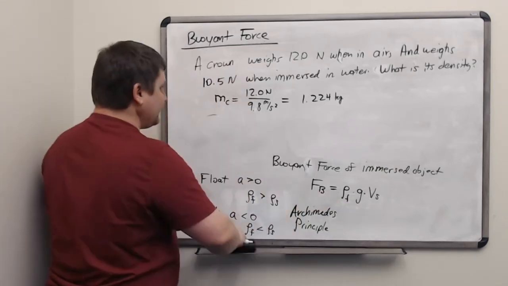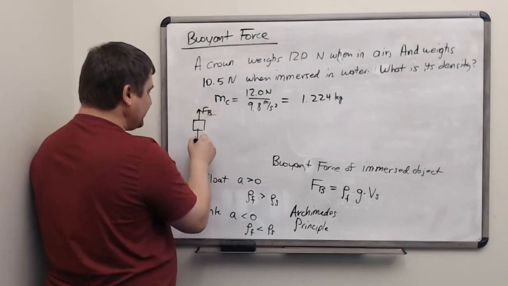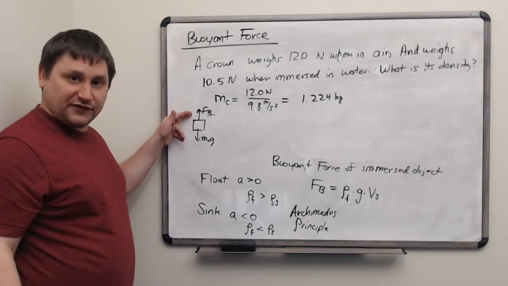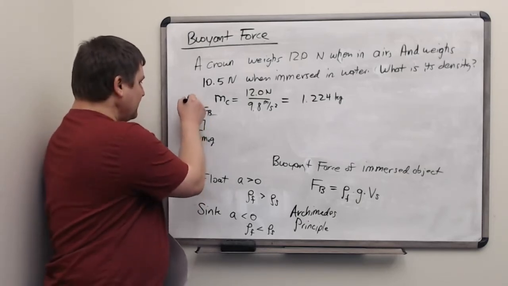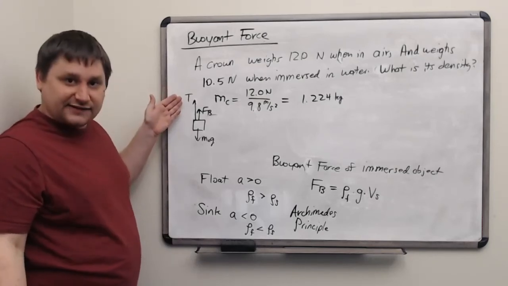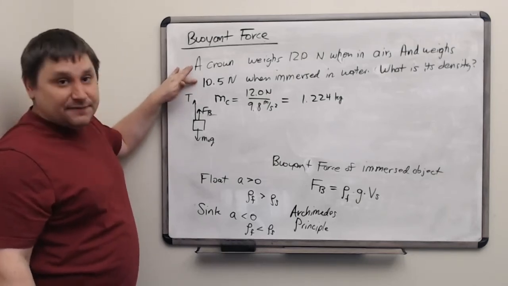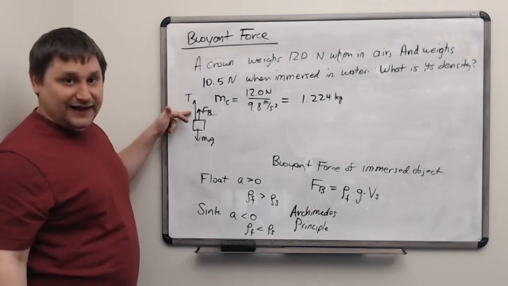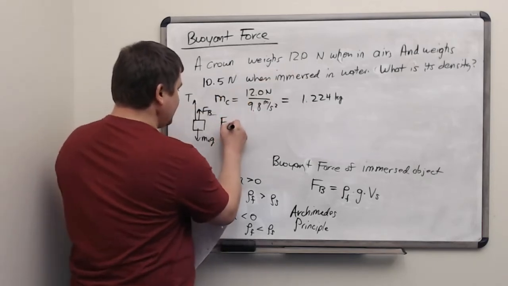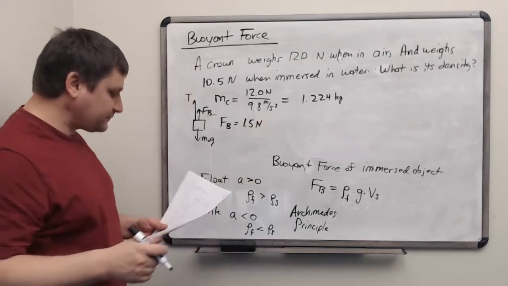Now, when the crown is immersed in the water, nothing changes about how gravity pulls on it. Still gets pulled down, but additionally, the buoyant force pulls it up. The tension from the string attached to the scale also pulls it up. And so the tension is 10.5. Doesn't need to be as big as it was in air because there's this buoyant force helping it. So the buoyant force is actually equal to the difference between these two. F_B would be equal to 1.5 newtons in the upwards direction.